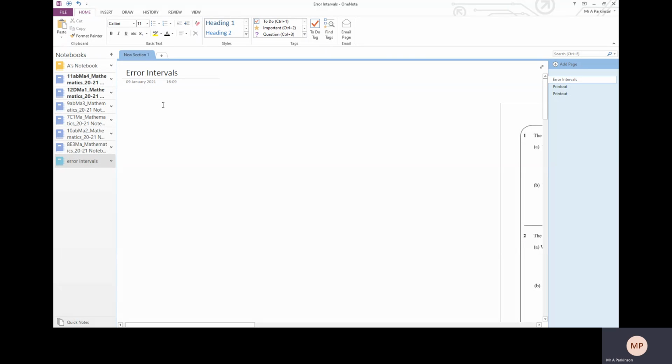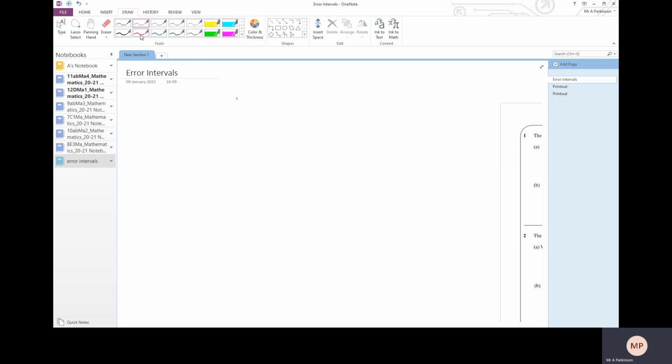Right, error intervals, it's all about the impact rounding a number has. So if you've got 3.41 times 2.76, if you're rounding it to one decimal place, you might change that to 3.4 times 2.8. Now, if you work that out, 3.4 times 2.8, that comes out as 9.52.